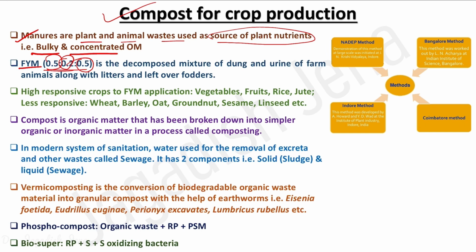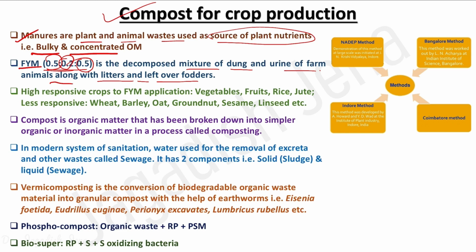It's the decomposed mixture of dung, urine and farm animal litter along with their leftover fodder. So whatever litter or leftover produce comes from farm animals, from the cattle shed, along with the urine and the excreta of the farm animals, when we decompose that, it is called farmyard manure.